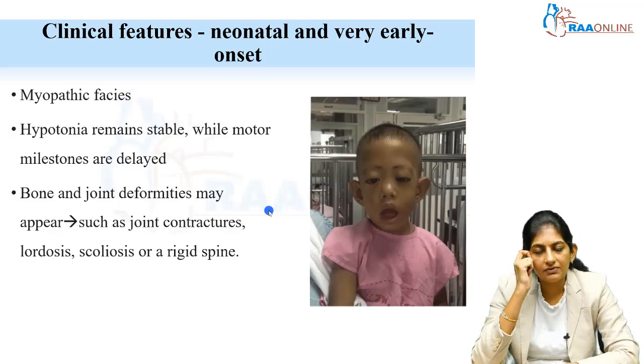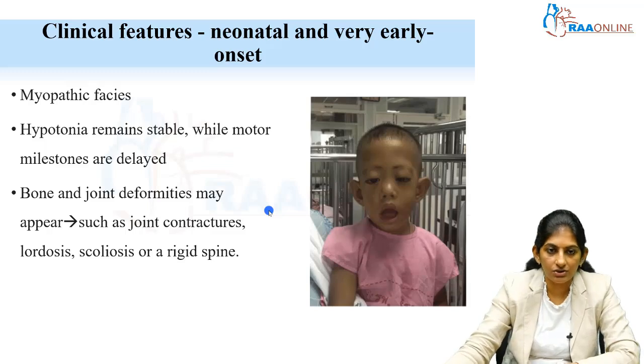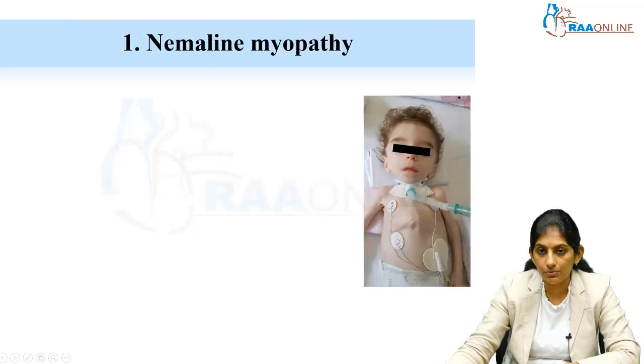So the challenge that we face in these children is that although there is a very slow progressive muscle weakness, the bone and joint deformities will be present, and without regular stretching or regular physiotherapy rehabilitation, these can go for contractures. So these children can have joint contractures, they can have lordosis, scoliosis or a rigid spine. So thorough evaluation and regular follow-up with an orthopedic specialist and a physiotherapist is very important.